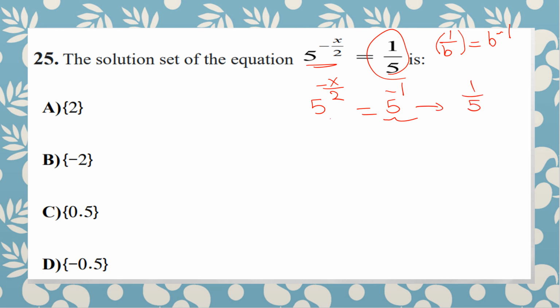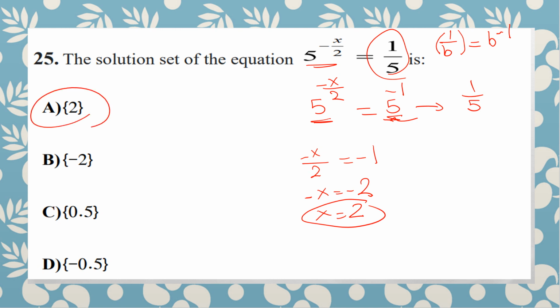As we have the same base here, then the powers are equal. So minus x over 2 equals negative 1. This gives negative x equals negative 2, and x equals 2. So the correct answer is A.